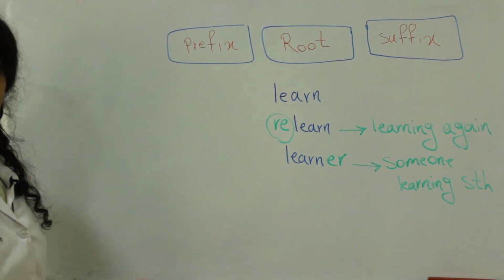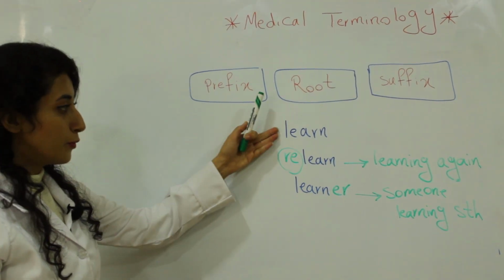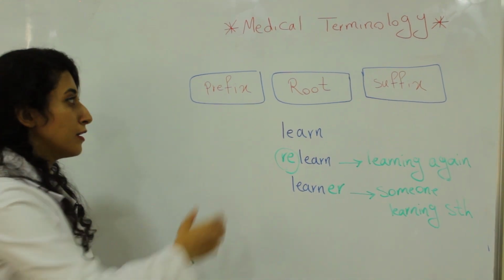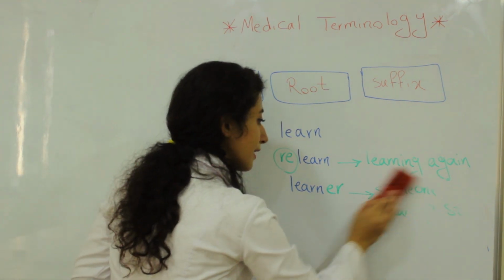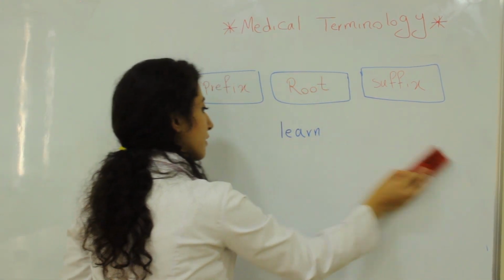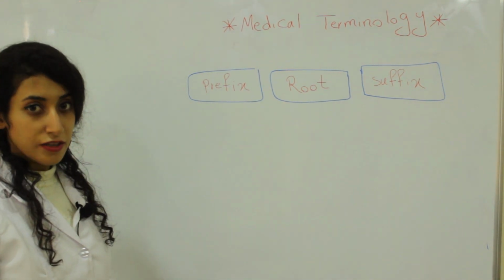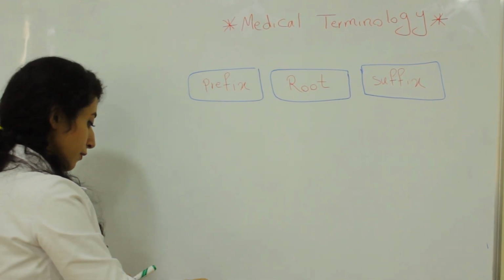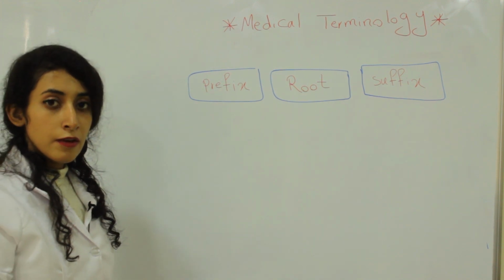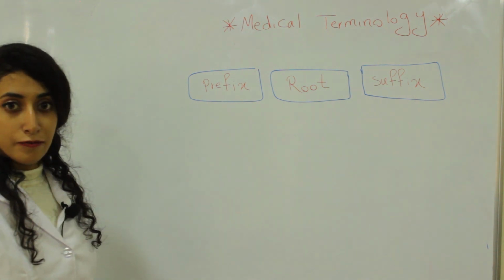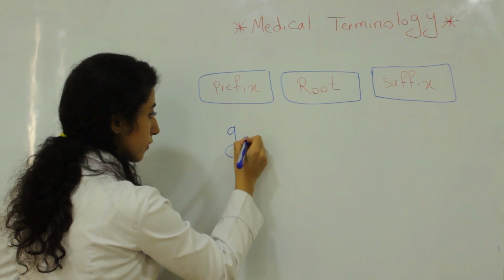So this is an example showing the differences between the meaning of the root before and after adding the prefix and suffix. Now I wanna start with an example of medical terminology. I have a word here and we will discuss the different parts of this word. First of all, we don't know the meaning of it. Gastroduodenostomy.